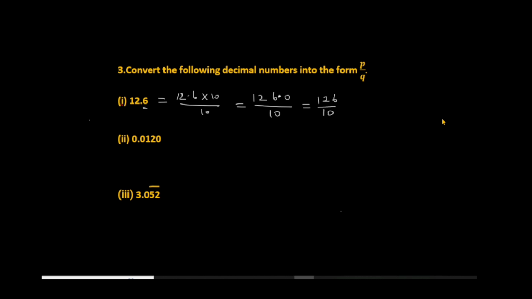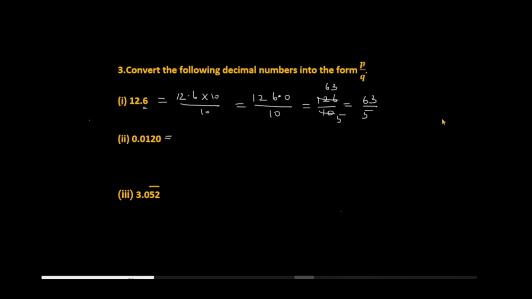Then we need to get the lowest form, that is our P by Q form. So here 2 is common. 5 times 6 and 3, so 63 by 5 is the P by Q form of 12.6. So if only one digit is there, we write it divided by 10. If 2 digits are there, divided by 100. If 3 digits are there, divided by 1000.